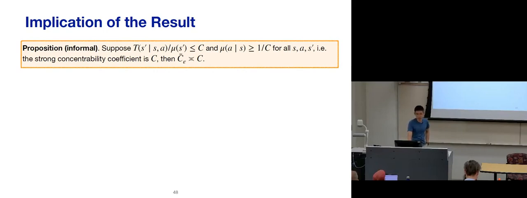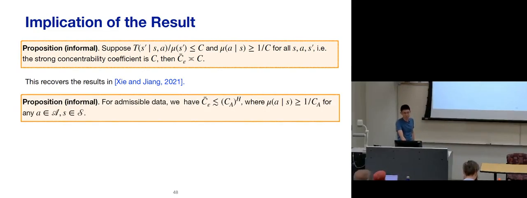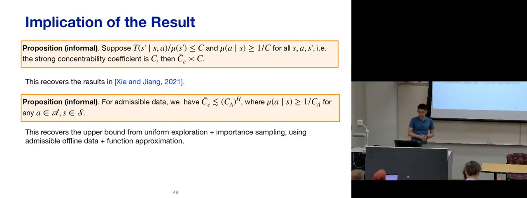Question? Yeah. Let me briefly explain this. This result also covers Jiang's upper bound result. It also indicates a similar upper bound for the admissible data, even if we don't have access to the trajectory data, but this is with function approximation. This recovers the upper bound for importance sampling.